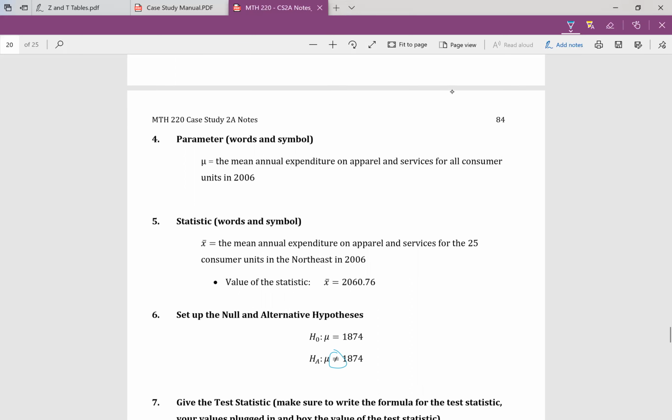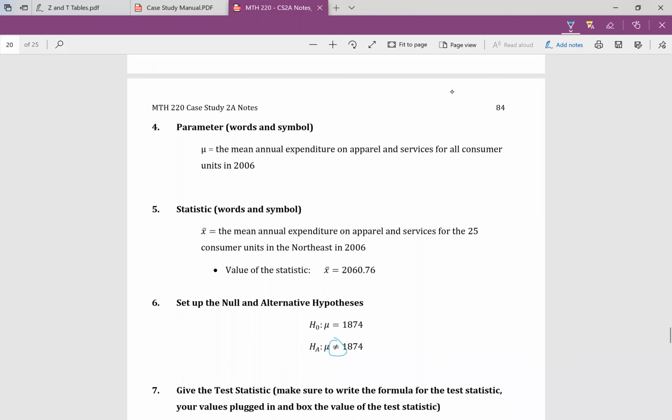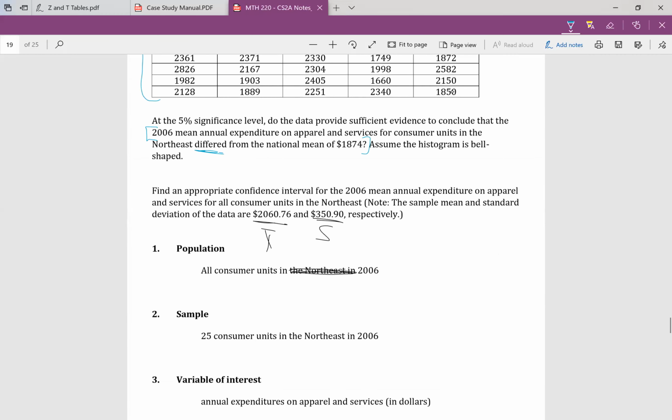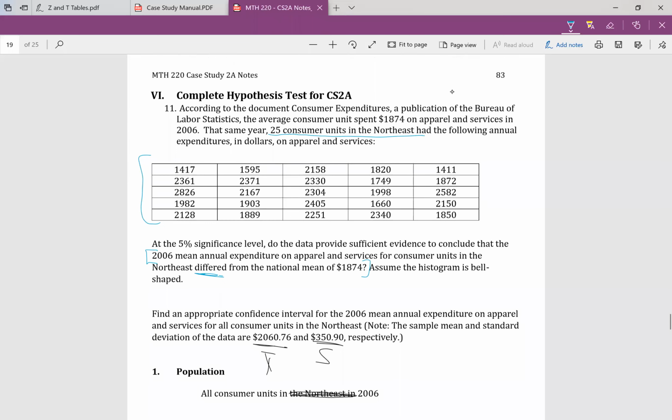Okay, the next step is to give the test statistic, and I want to make sure you write the formula, show me your values plugged in, and box the final value of your test statistic. Okay, so I'm going to scroll back up to the top, give you a chance to pull out any necessary information. Maybe take a moment, pause here, and practice calculating your test statistic.